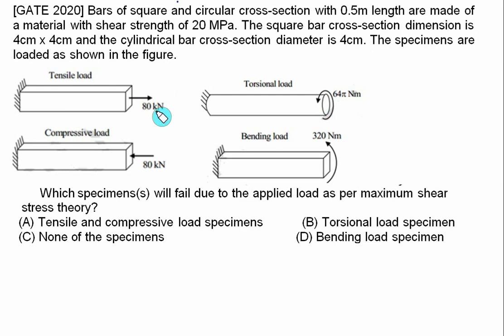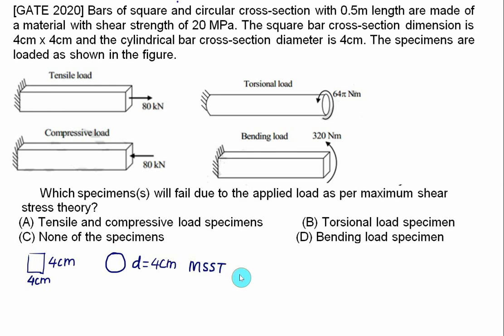The specimens are loaded as shown in the figure. Which specimen will fail due to the applied load as per the maximum shear stress theory? Second choice is the torsional load specimen. Third is none of the specimens, and the fourth is the bending load specimen. So we have a square section of 4 cm by 4 cm, as well as a circular section of diameter equal to 4 cm, and we have to use the maximum shear stress theory.